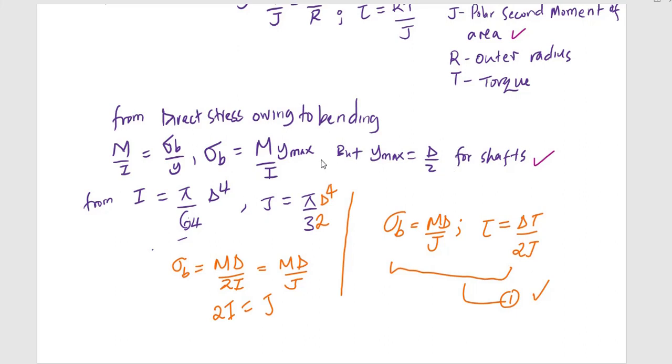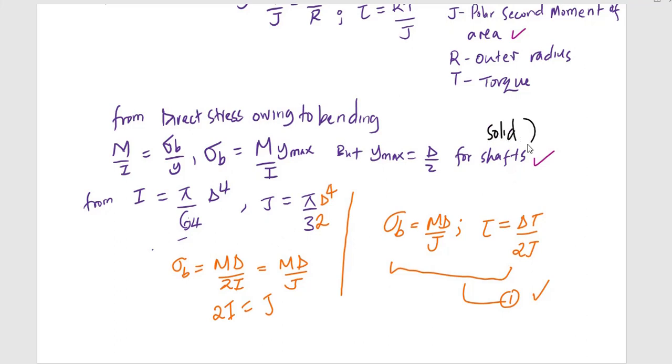In other words, the maximum bending stress takes place at a point which is at a distance y max from the neutral axis, and if it is a shaft, then it is at a distance equivalent to d over 2, or the outer diameter divided by 2. Having put that in our mind, we also know that the second moment of area I is equal to pi divided by 64 times d to the power 4. But we also know that J is equal to pi d to the power 4 divided by 32. This is basically for solid shafts.